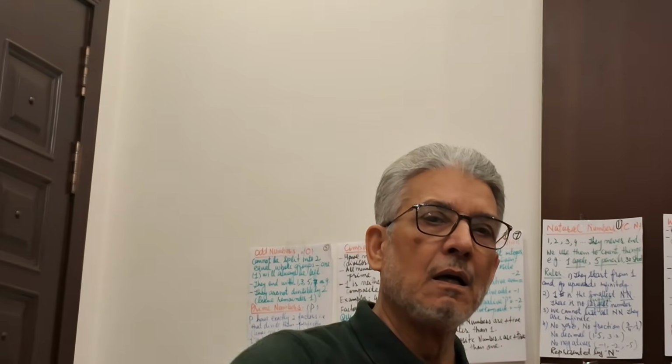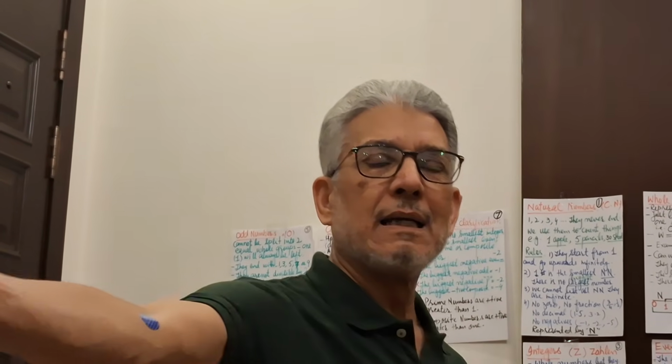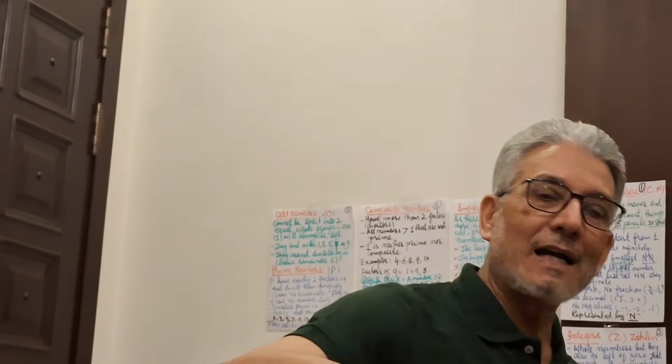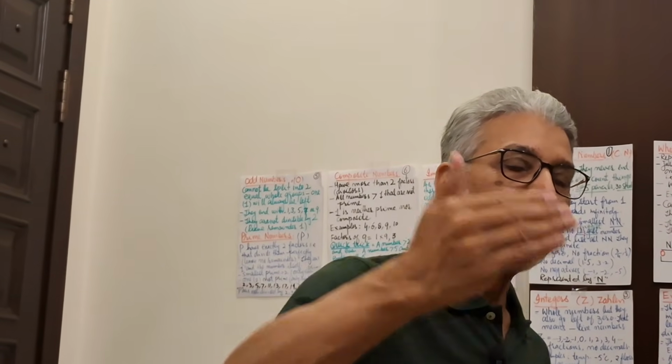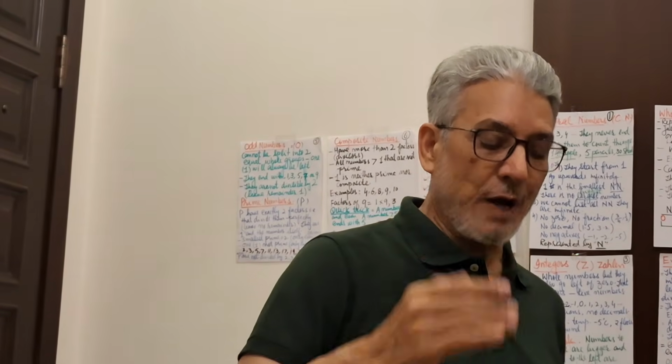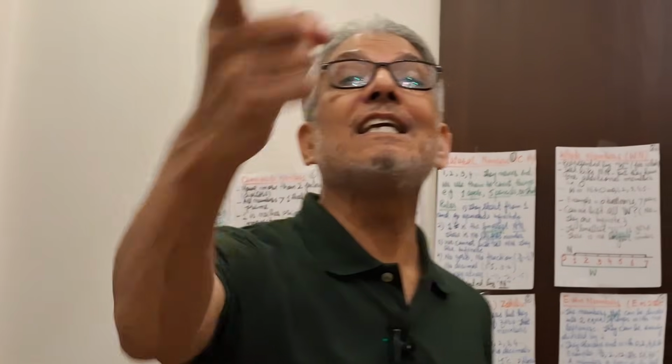3 plus 3 is 6. But this is not, you have not added even to even. You have added odd to odd. That is another fun fact. If you add odd to an odd number, you will get an even number.